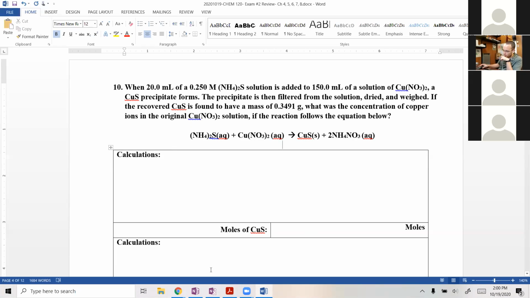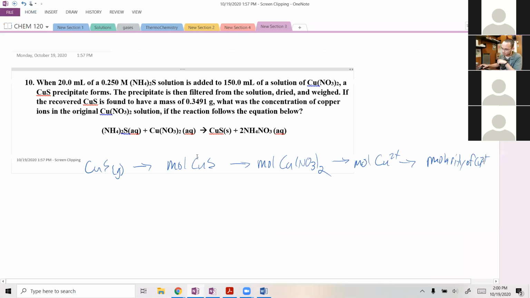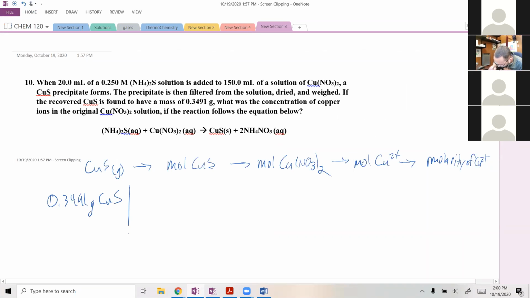Looking from this, we already have our copper sulfide. So we know that that's 0.3491 grams of CuS. And so if I want to get that into moles, what do I need to use? AMU of CuS. Right? So we need to use the molar mass of our copper sulfide. So 1 mole of CuS is how many grams? 95.612.